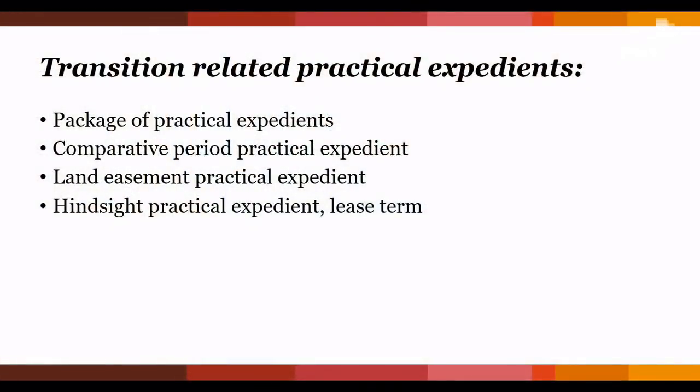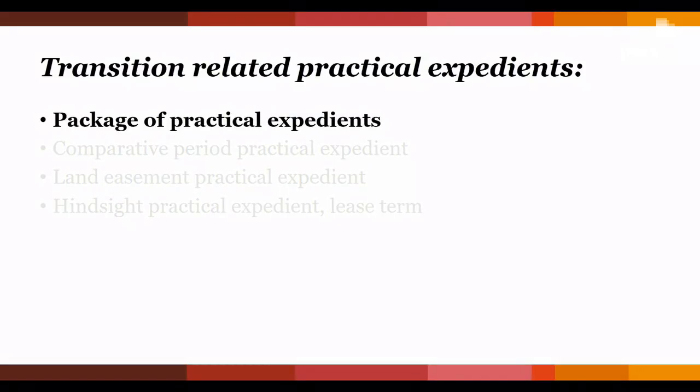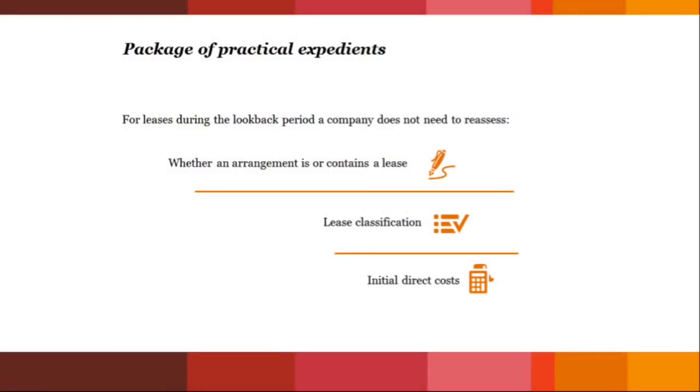There are a number of transition-related practical expedients to consider when adopting the standard, but today I want to mention just the first one, the package of practical expedients. This refers to 3 expedients that must be adopted together. They are: 1, a company does not have to reassess whether an arrangement contains a lease. 2, a company can carry forward its lease classification as operating or capital leases. And 3, a company doesn't have to reassess its previously recorded initial direct costs.